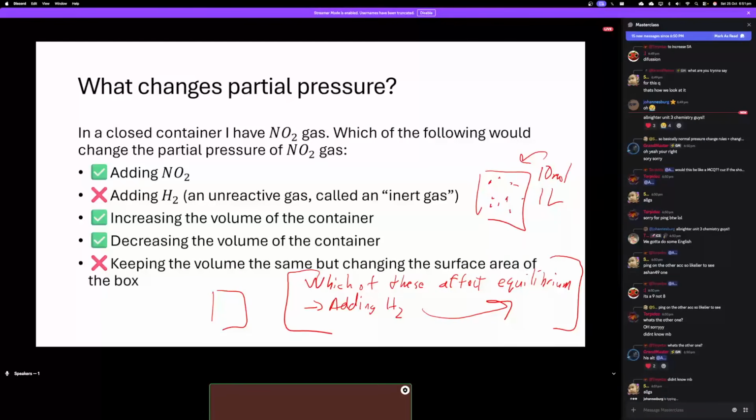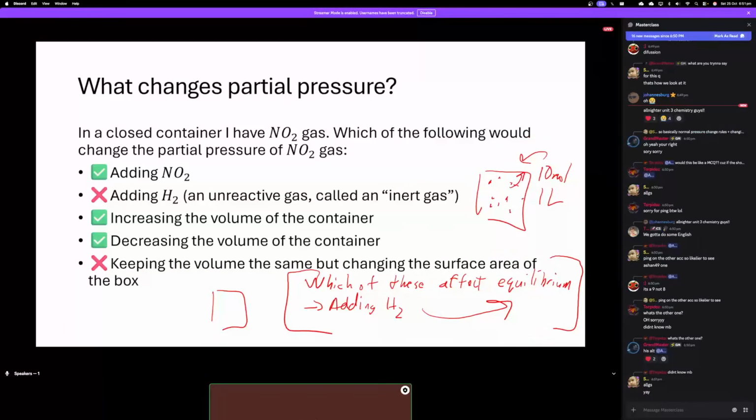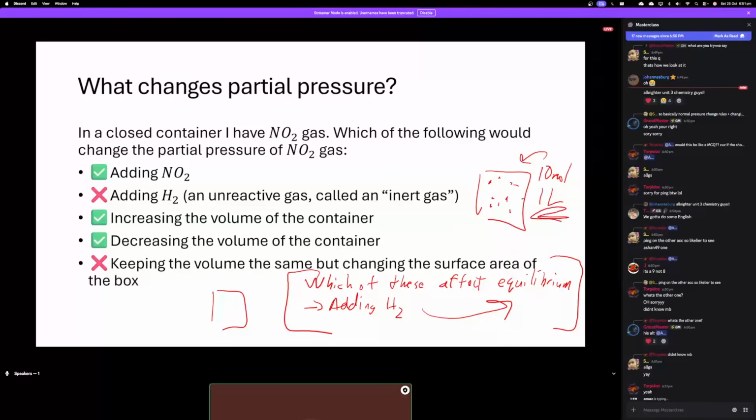I was just saying for this last one, keeping the volume the same, pressure is directly to do with the volume. It's not to do with the surface area. It's just how much space. If it's taking up 1 liter of space, it's hitting all these sides. The pressure is to do with how well it can fill the space. If we change the shape of the space, it doesn't matter. It's just how well it can fill that space. Hopefully that answers that. We can move on.